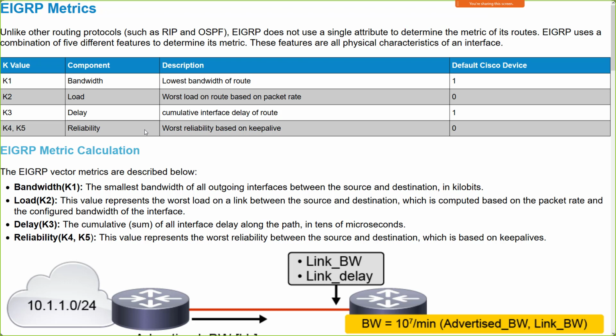All right, so the K values we can see listed here. K1 is tied to the bandwidth component. K2 is tied to the load. K3 is tied to the delay. K4 and K5 are tied to reliability. And K2, K4, and K5 within the formula are 0 by default, meaning they're not part of the formula.